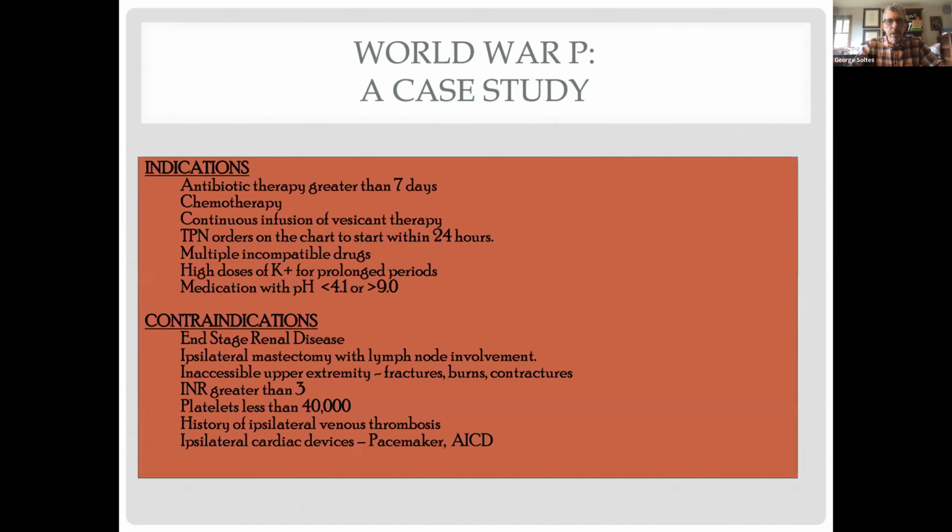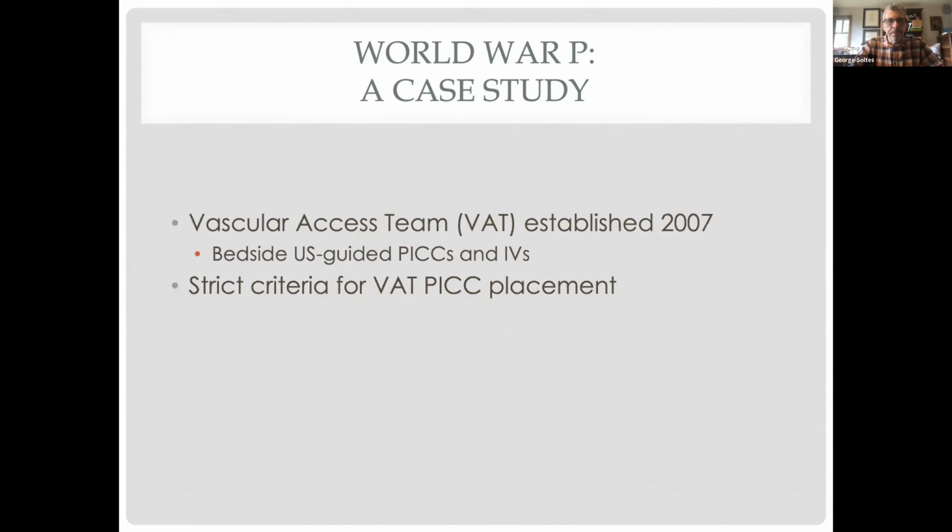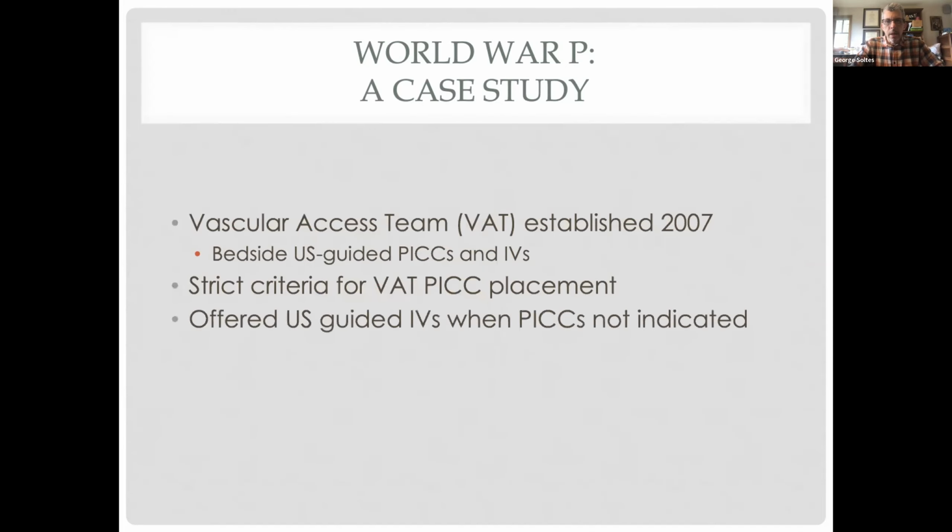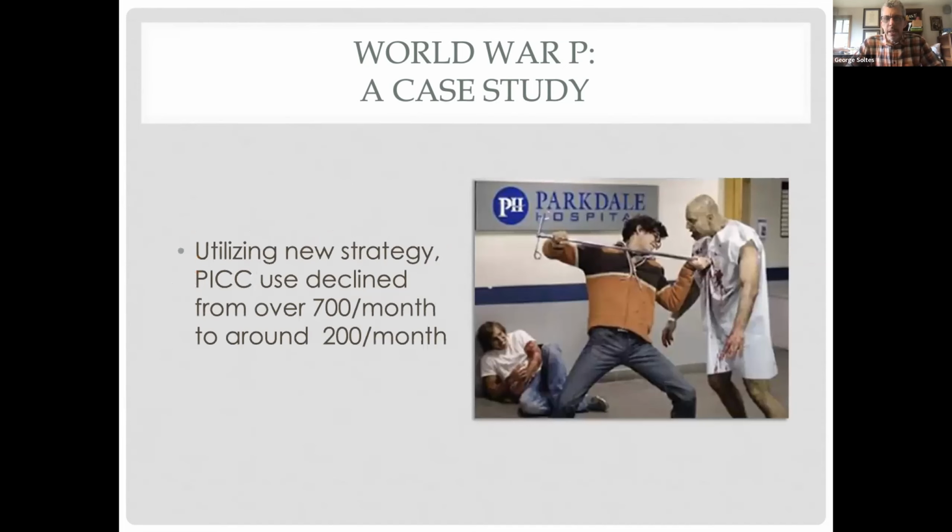The main take home is that they needed an actual indication for a PIC as opposed to just an IV: long-term care, things you can't give through peripheral IVs like vesicants and TPN, things like that. And they didn't have any of the contraindications, the most important of which is end-stage renal disease. Because if you trash a patient's arm with a PIC who has dialysis, you may have lost them like 10 years of dialysis. When we did this, we found that it worked. It takes a lot more effort because you have to triage everyone, but we got our PIC use down from 700 a month to around 200 a month.